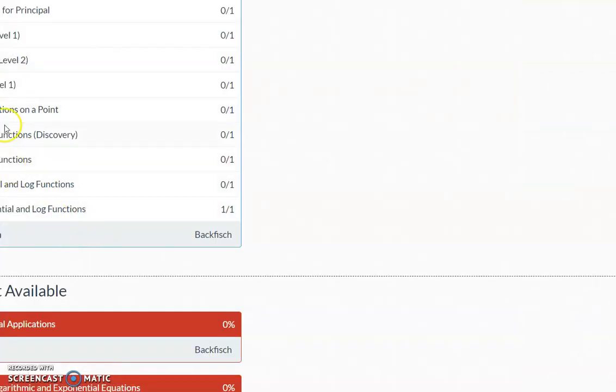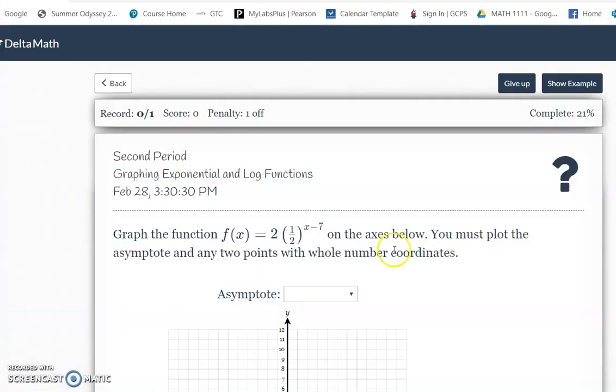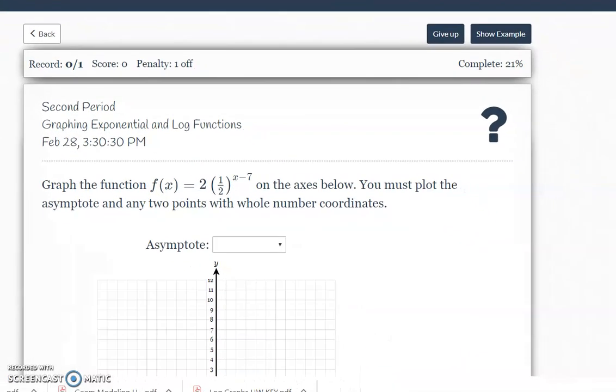Another question we can look at. Let me see if I can move the window. There we go. Graphing exponential and log functions. Here we go. Graph the function, and this is exponential because you don't see log, and you don't see ln. So this is an exponential problem.